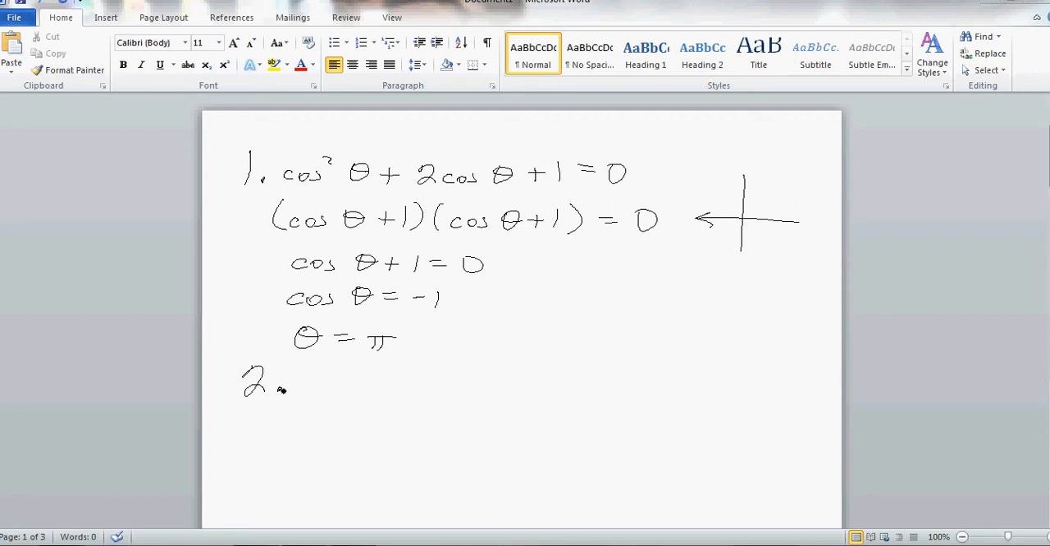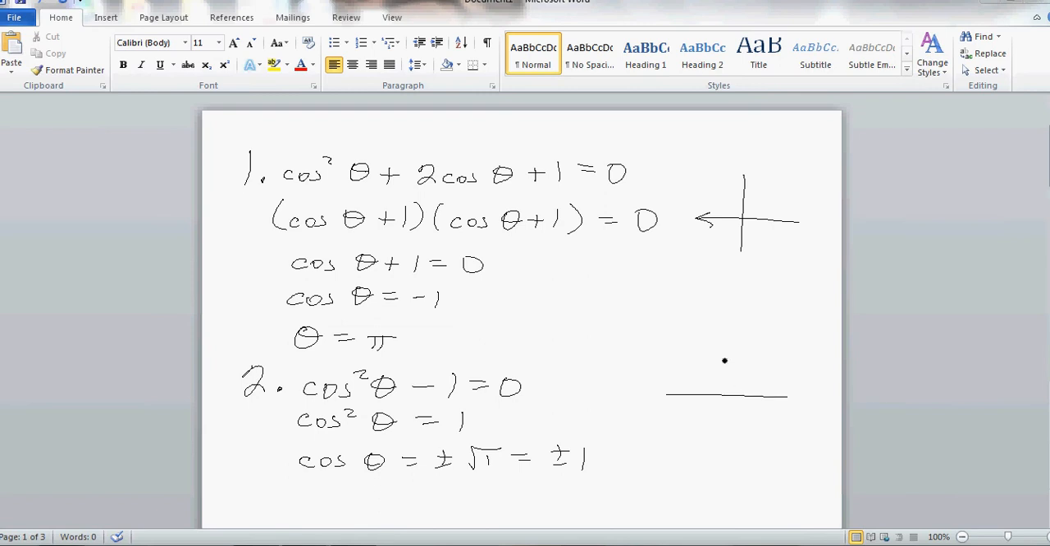Example number 2, cosine squared of theta minus 1 equals 0. Now the intent of this problem was to factor it, but the way I look at it, we can solve by using the square root method. But realize if we'd factor this, it'd be cosine of theta plus 1 times the cosine of theta minus 1 equals 0. Or using the square root method, we get cosine squared of theta equals 1. So that means taking the square root of both sides will be plus or minus the square root of 1, which is plus or minus 1.